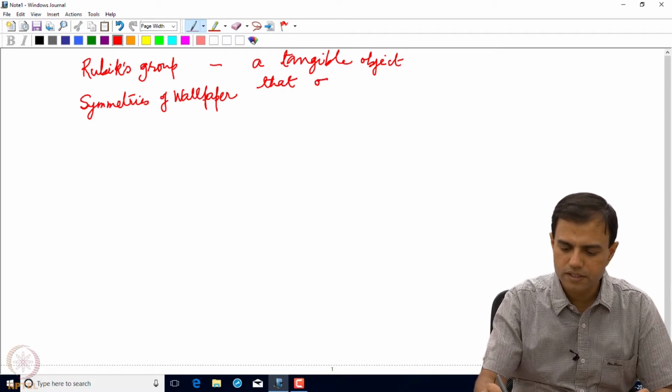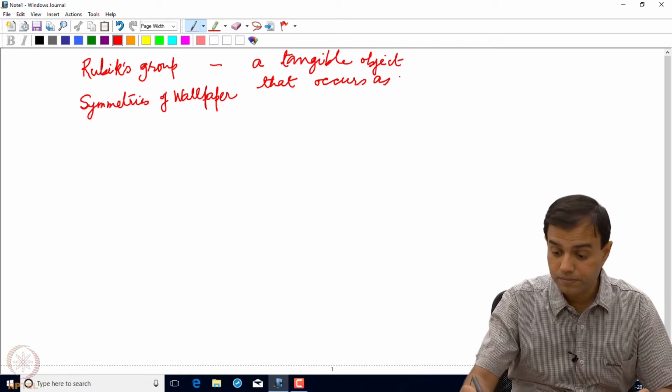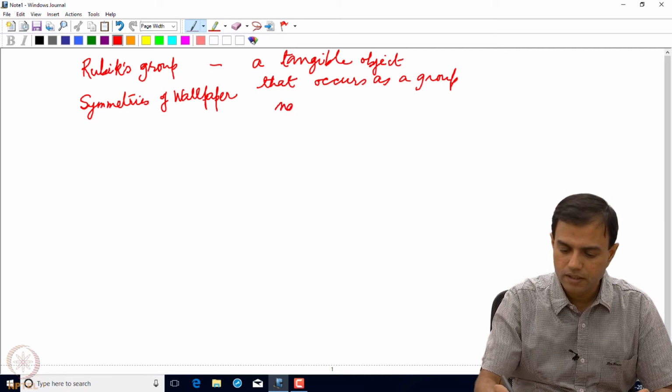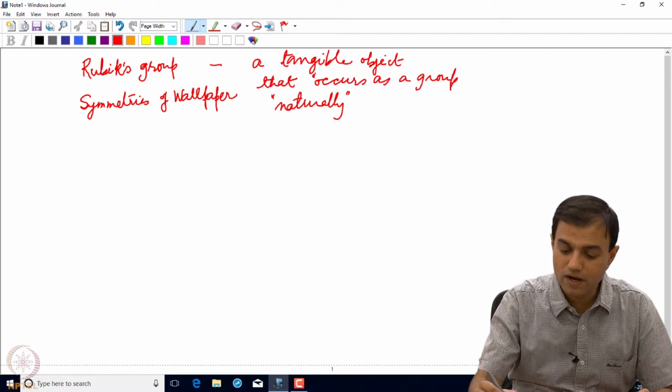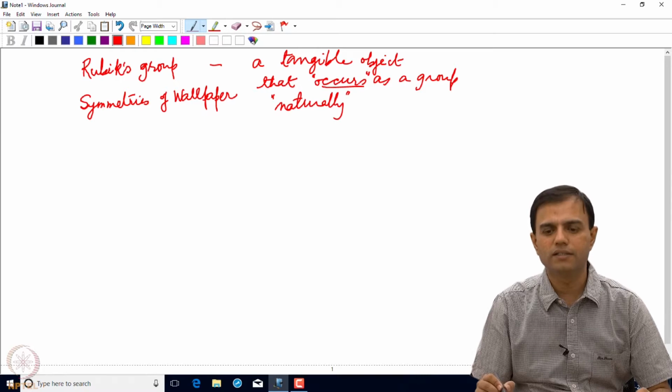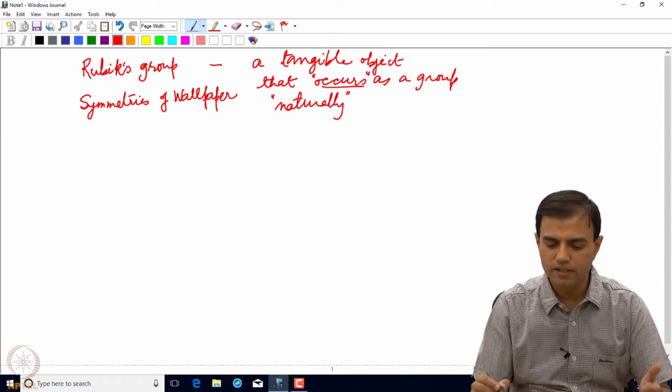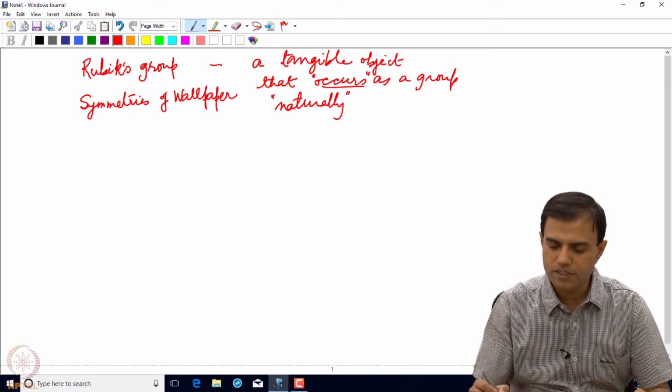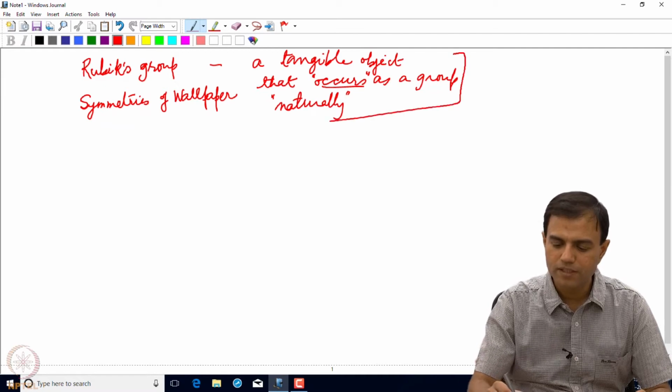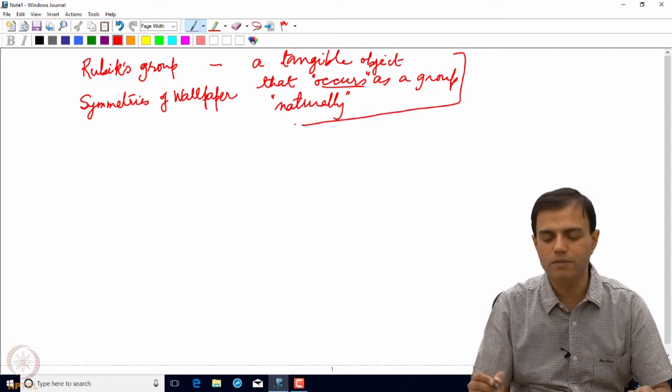That occurs as a group. Naturally, one of course has to understand what's the meaning of occurs. Occurs in the sense that the permutations which are there, all possible permutations, they form a group. But in one single toy you can see all possible permutations.